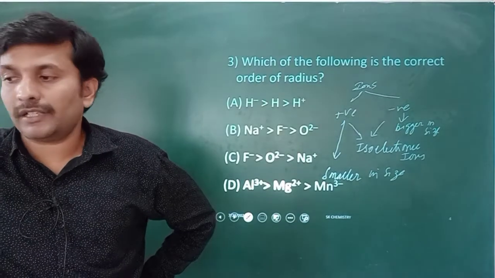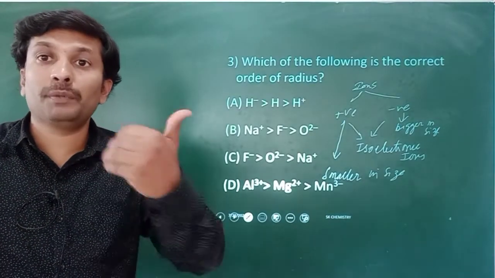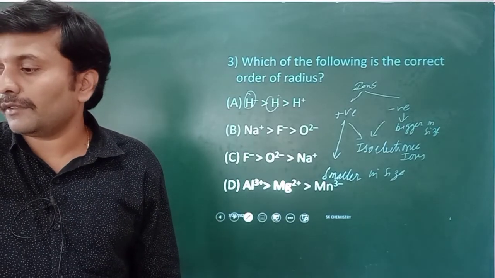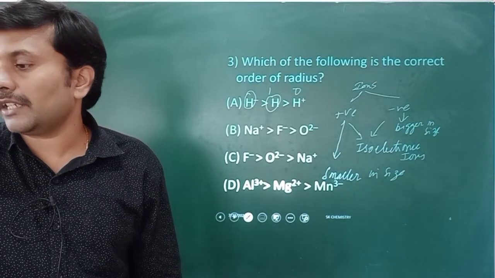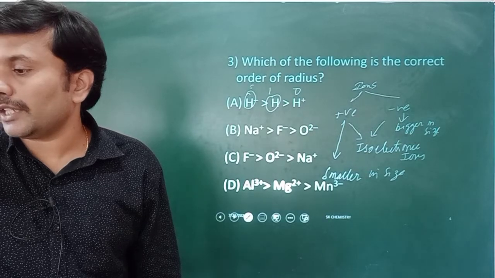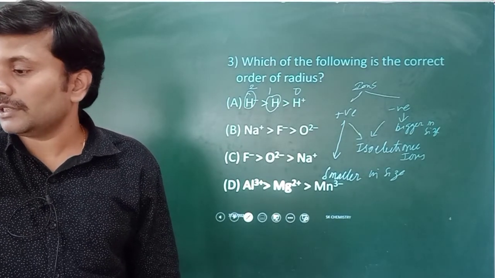I want the correct order. H minus is bigger in size compared to H because it has one electron. This is 0 electron, this is 2 electrons. So 2, 1, 0. This is correct.